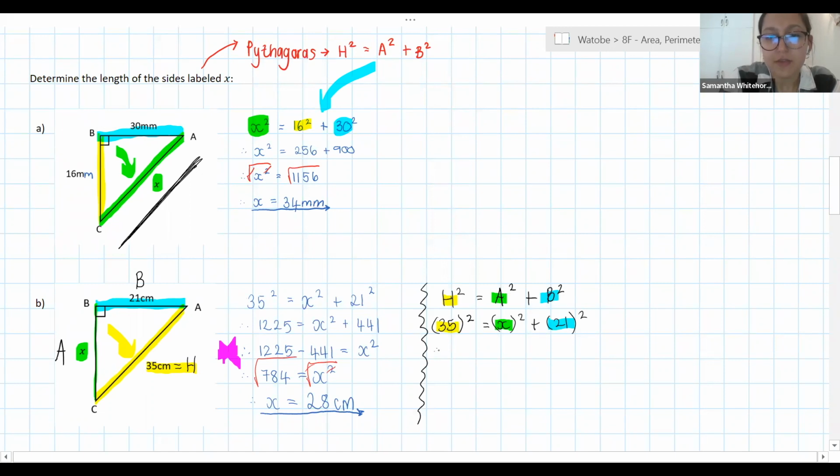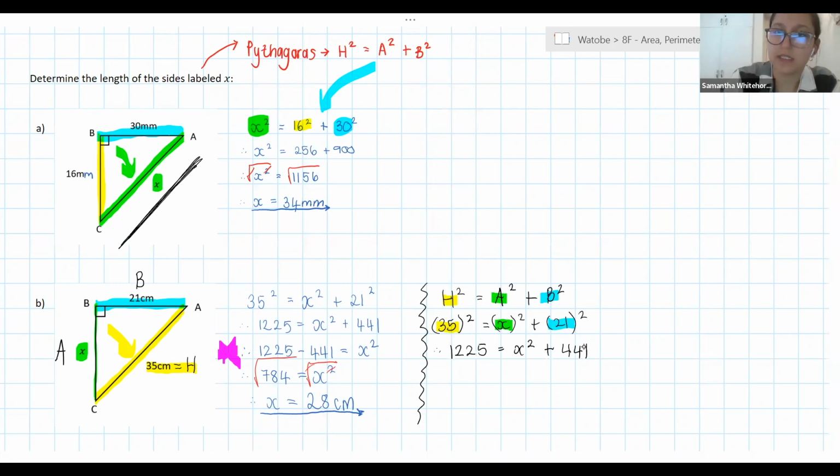Now, if we think about what each of these values is as a number, if we type 35 squared on our calculator, we get 1,225. X squared is X squared. And 21 squared is 441.